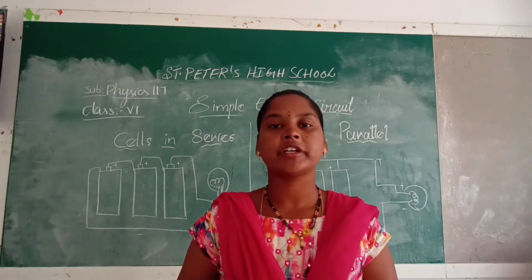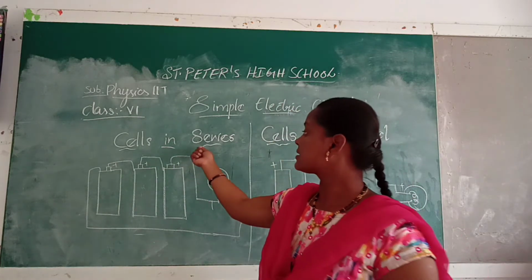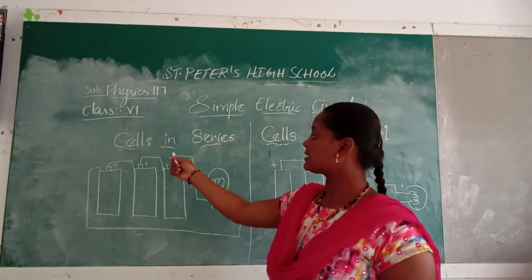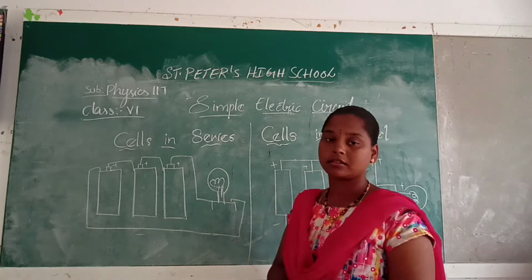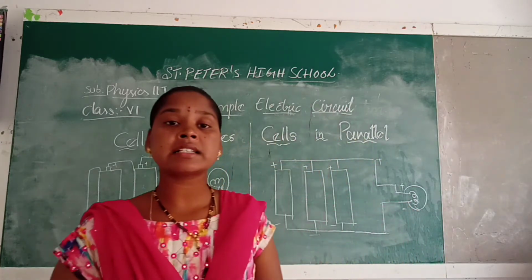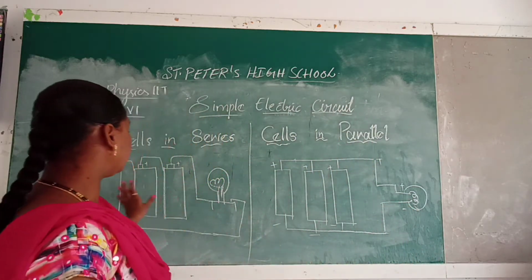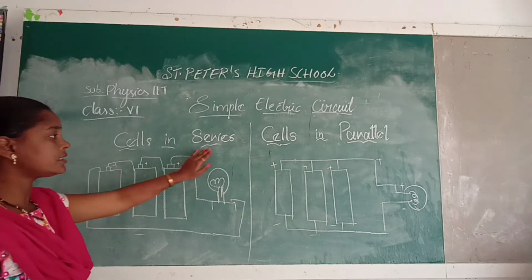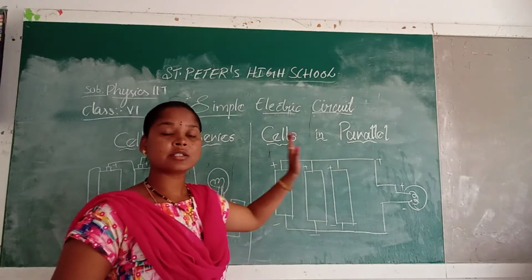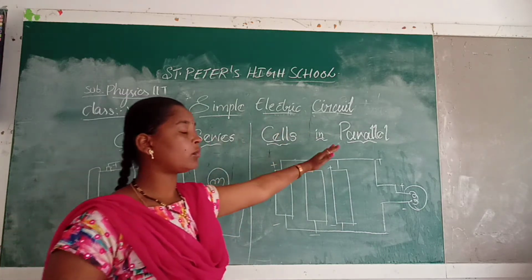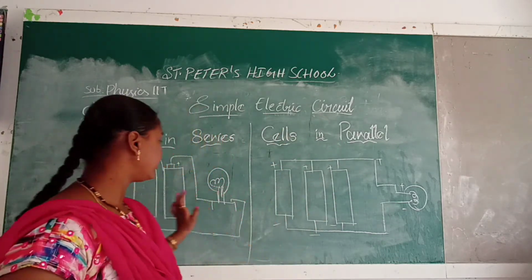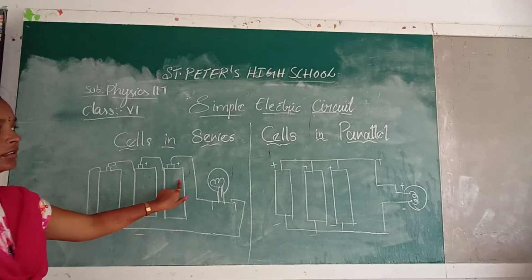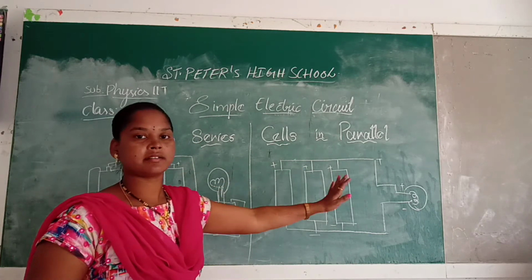Yesterday I posted the video regarding cells in series and cells in parallel. So what are cells in series and what are cells in parallel? Cells in series is nothing but a number of cells connected together. But how are they connected in series or parallel? In series, what type of connection is there, and in parallel, what type of connection is done? First, in series, we consider 3 batteries. Even in parallel, we consider 3 batteries, for example.